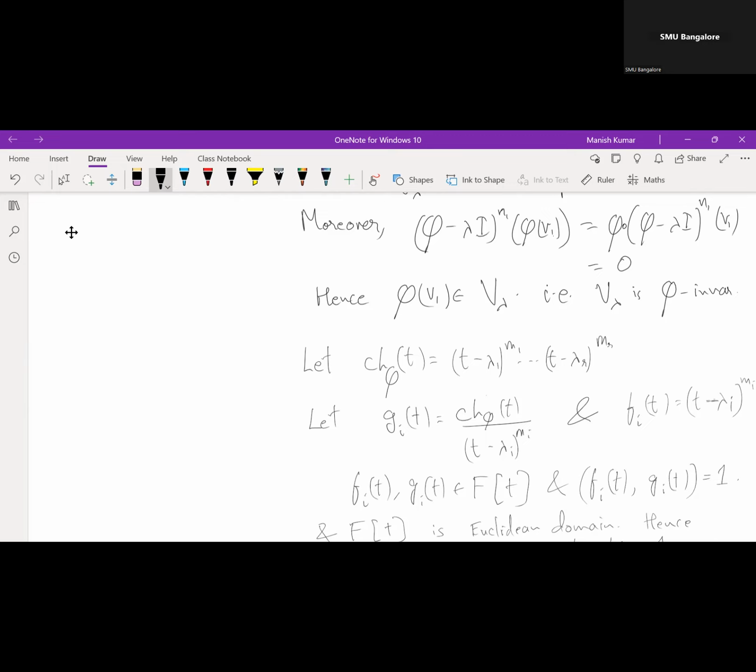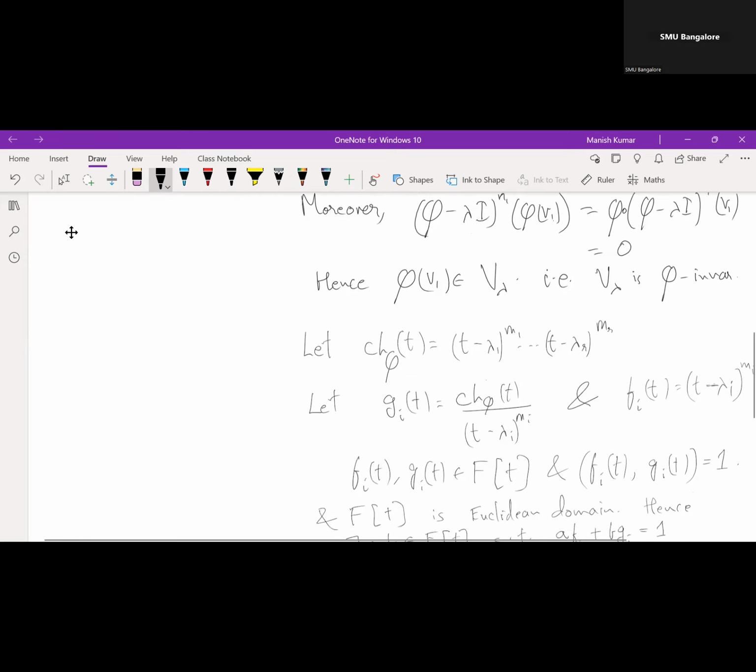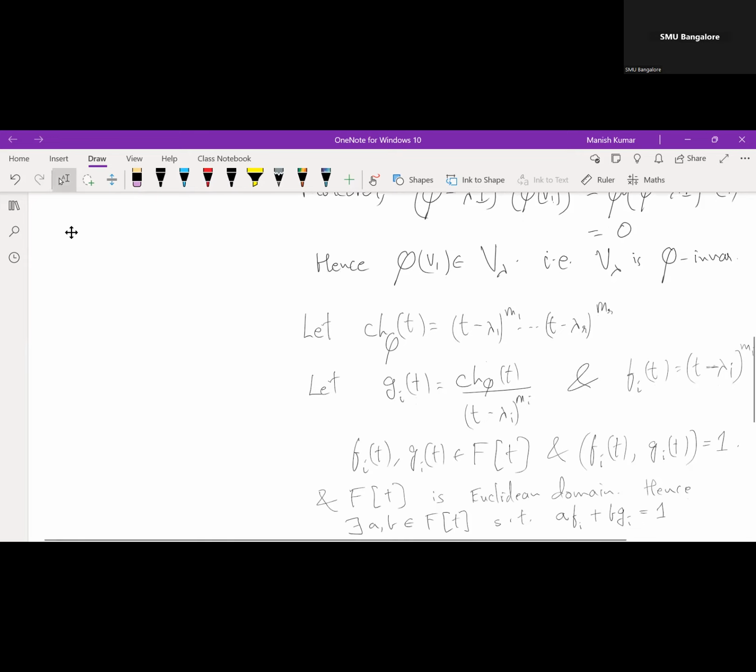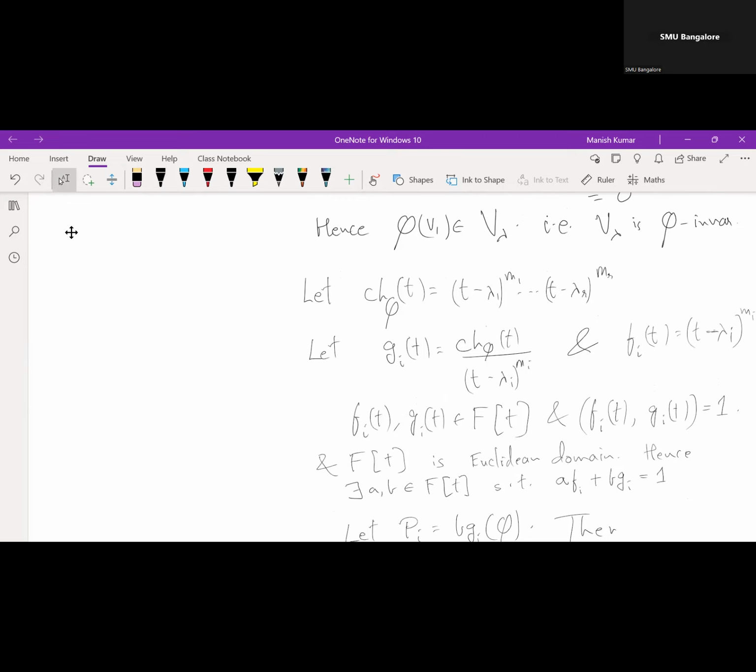The Gi and Fi don't have any common factor. So Fi has only one kind of factor, some power of t minus lambda I, and t minus lambda is not a factor of Gi because we have removed all powers of that. So once you have two polynomials with coefficients in a field, and they don't have any common factor, then you can find polynomials such that their linear combination is 1.